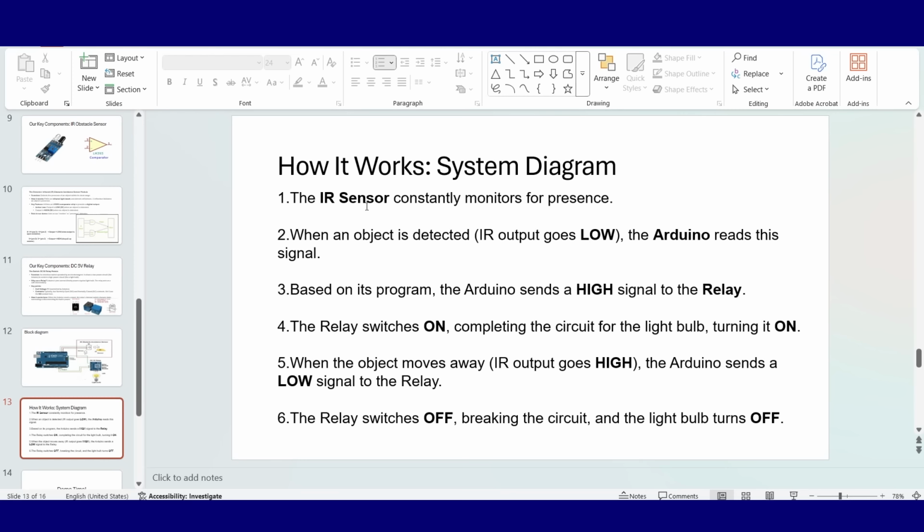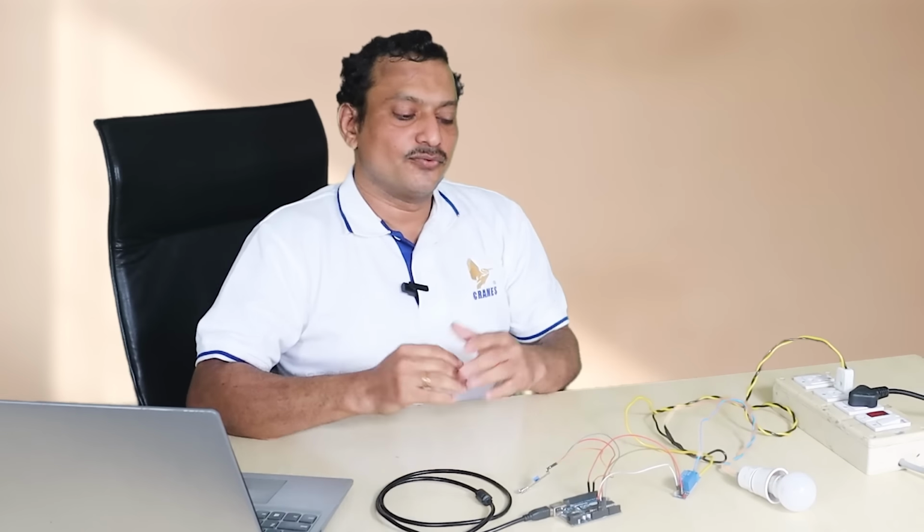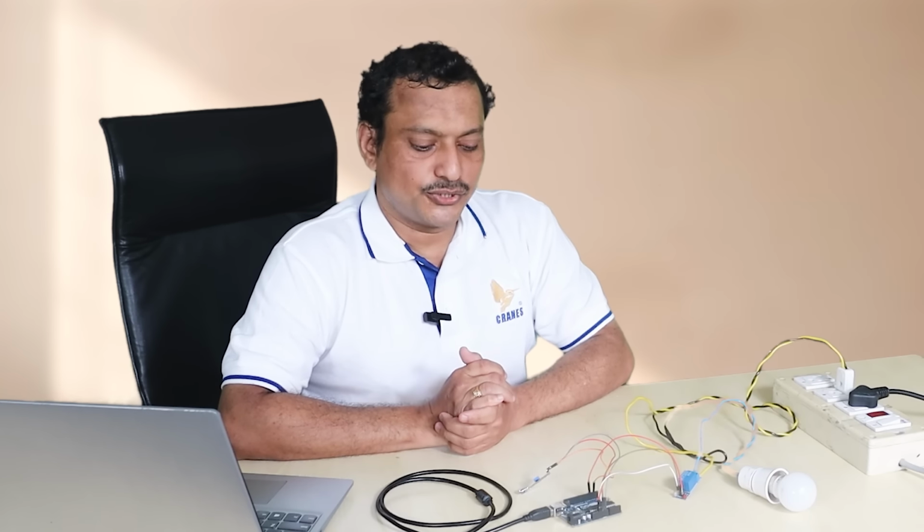Now, let us directly delve into the demonstration without wasting any time. In this demo session, we will see 3 cases which I am going to discuss. Dear students, we are seeing the demonstration of our smart automatic lighting system. Before we start towards the coding, I would like to show you the hardware setup of our automatic lighting system.